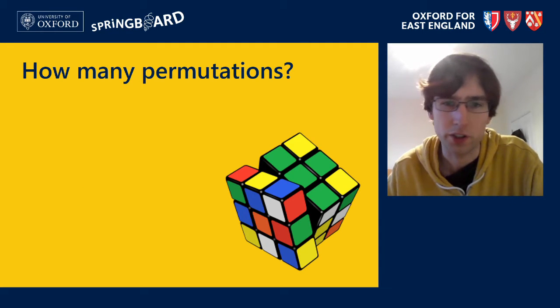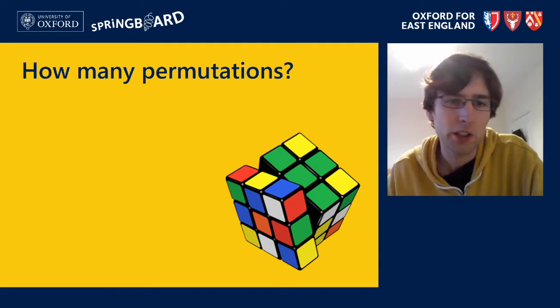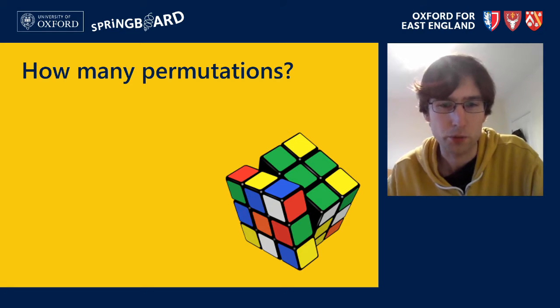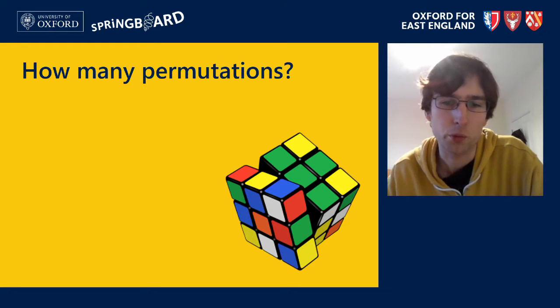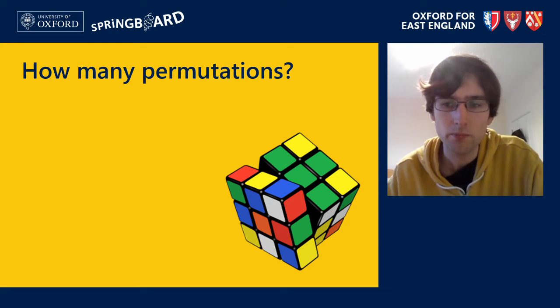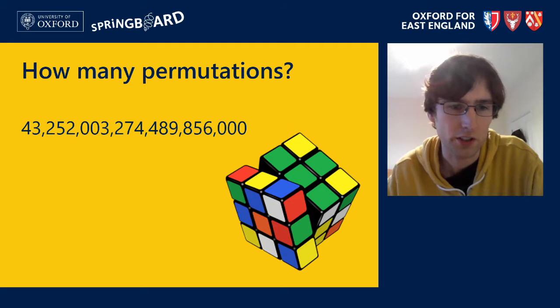Let's start with a fun example. How many permutations are there of the Rubik's Cube? That is, how many ways are there of mixing up the small cubes by performing sequences of twists of the faces of the Rubik's Cube? And the answer is this gigantic number.